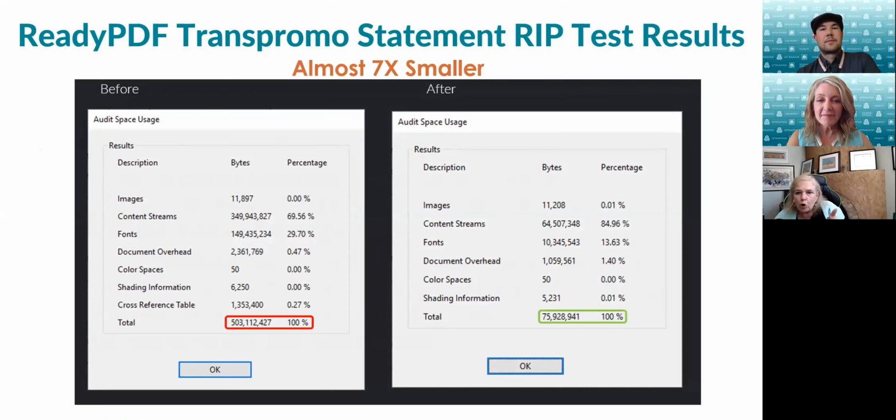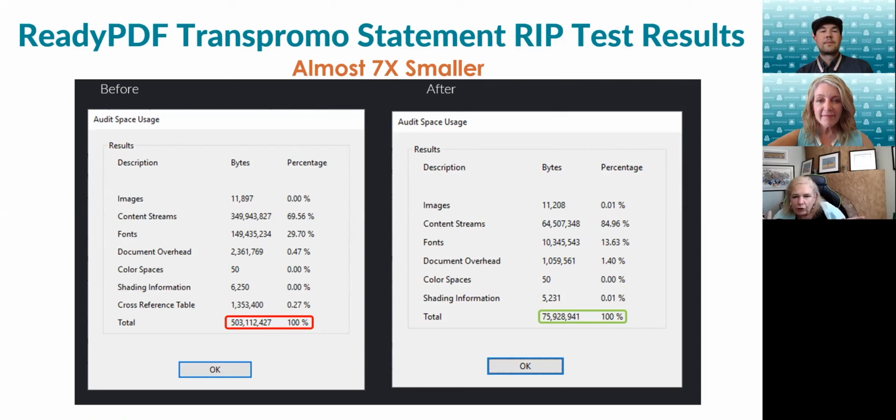In the trans-promo file, which is basically a bunch of transaction detail with some nice marketing images on it, one of the things that we found is that the file got 7 times smaller when we ran it through ReadyPDF. So why is that important? Well, first of all, going from 500 million bytes to 75 million bytes is a major change in the bandwidth in getting the file from the server to the DFE, so that's one. Two, we also found that a lot of the different segments of the PDF got smaller, which means the RIP didn't have to work as hard.